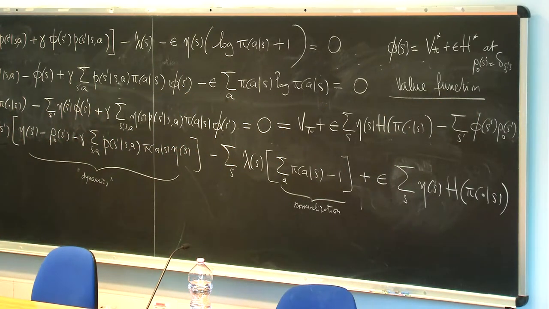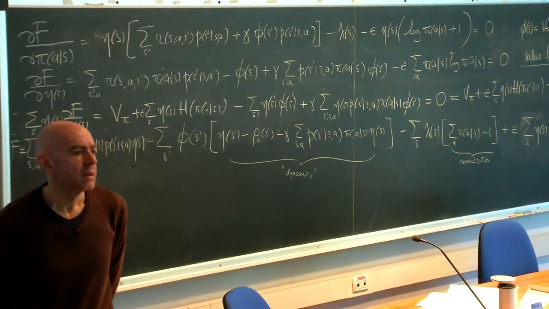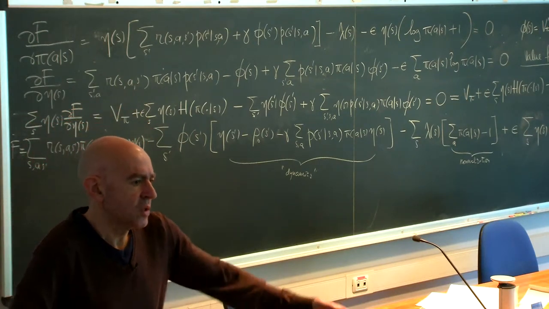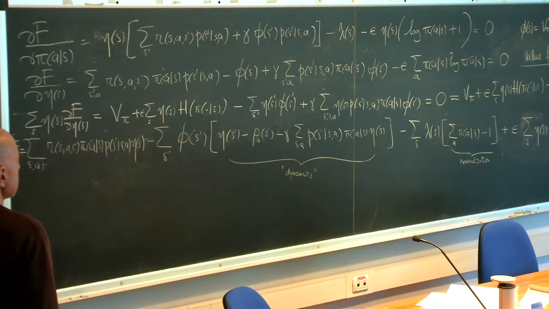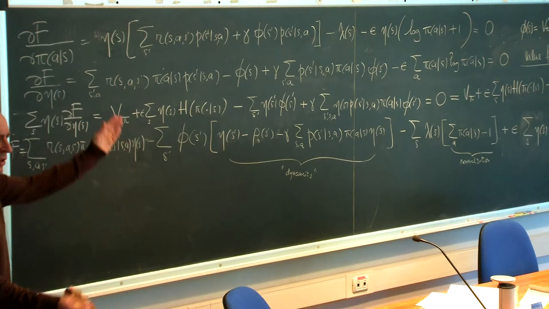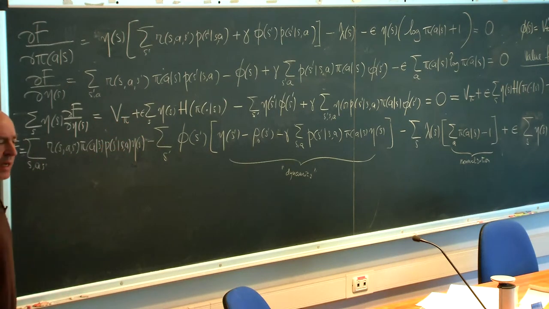Fine. Yeah? It is independent of rho zero, yes. It just chooses different initial conditions. But the function is there. It's a vectorial function in the state space, which tells you what's the best that you can get out of your problem from whatever initial condition you have.